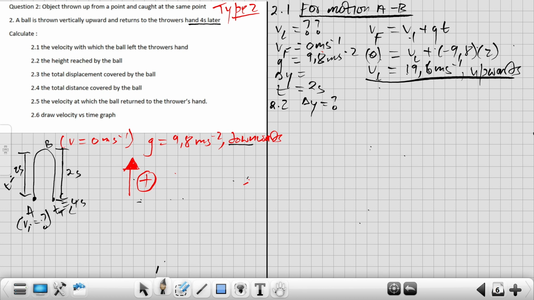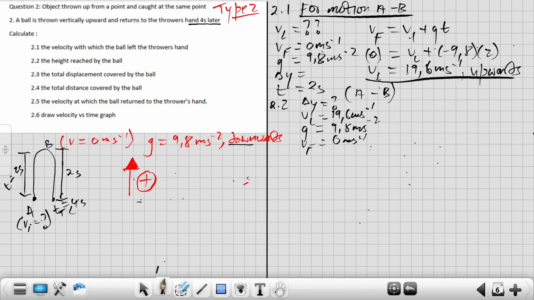So the displacement here will be, what variables do I have? Do I have V initial? Yes, I have my V initial. It's 19.6 meters per second. Do I have my G? It's always given, which is 9.8 meters per second squared. Do I have a V final for the motion? I know V final is 0. And I must emphasize now, this is for A to B.